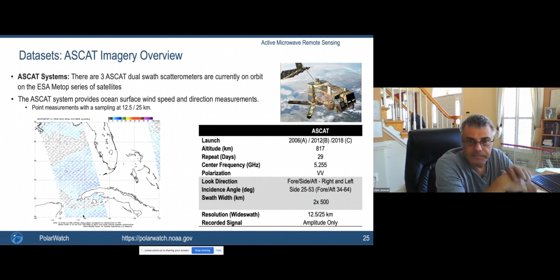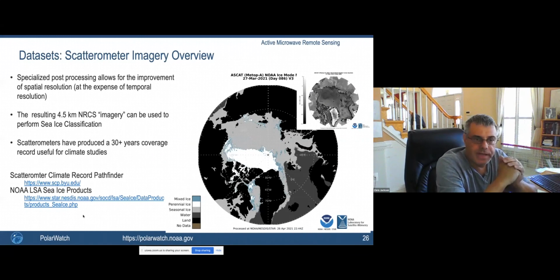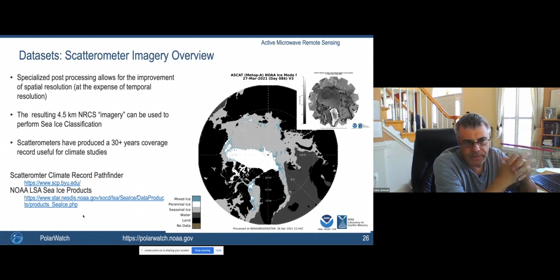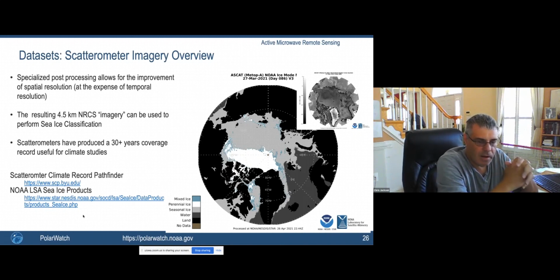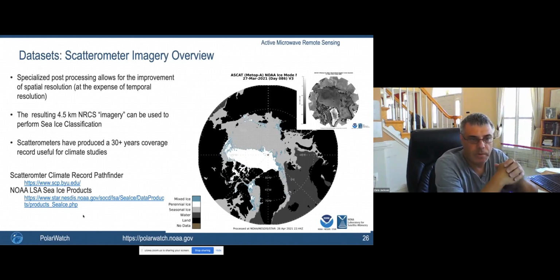But next slide. So with all this data, there are some smart researchers out there, and one of these people is David Long at Brigham Young University, and he has found a way that allows you to give up a little bit of temporal resolution and increase your spatial resolution. He developed processing that he does at BYU and that is also instituted at NOAA that produces a 4.5 kilometer NRCS image from the scatterometer data, and you can see that as the inset in the upper right-hand corner.